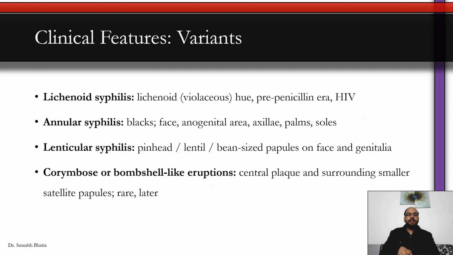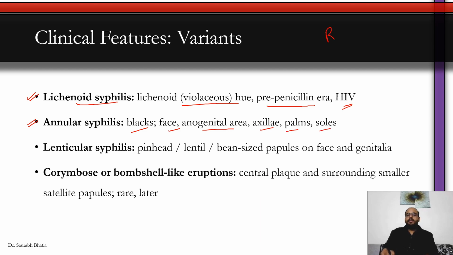There are certain variants, majorly morphological variants of the rash of syphilis. For example, lichenoid syphilis, in which you have the violaceous hue, mostly seen in the pre-penicillin era, but now it has been increasingly seen after the HIV epidemic. Annular syphilis, usually seen in African Americans, involves the face, anogenital area, axilla, palms, and soles.